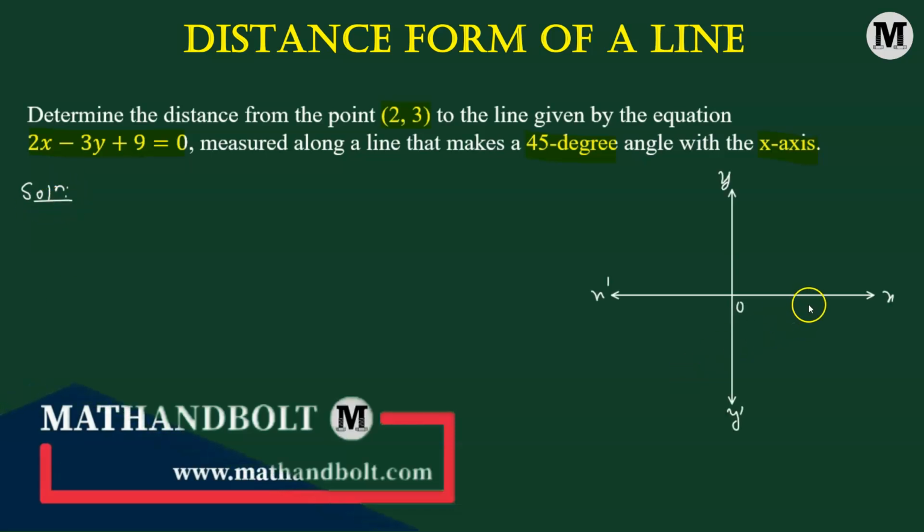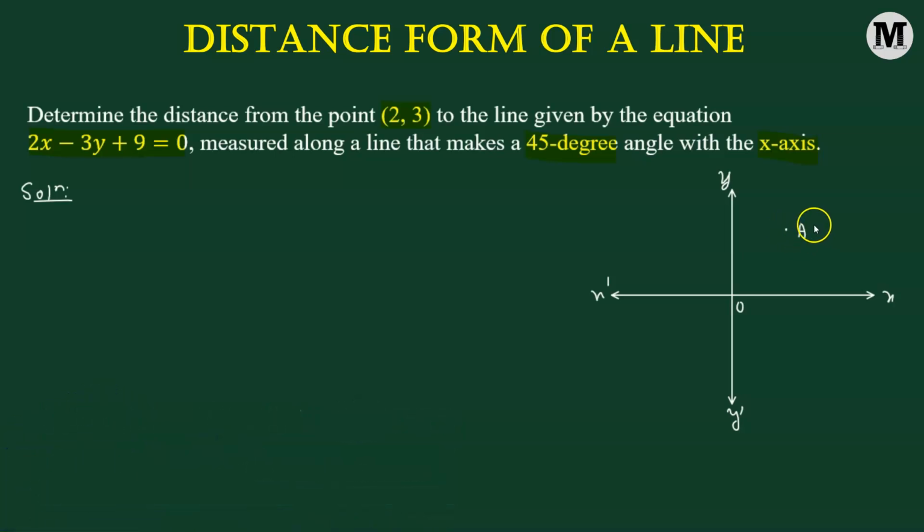So here we have a point. Let's consider the point to be A with coordinates (2, 3). Now, we need to have another line which is not going to pass through this point. So let's say we have a line. For simplicity, we're going to let the line cross the x and the y axis in the positive direction. So this is the line L.